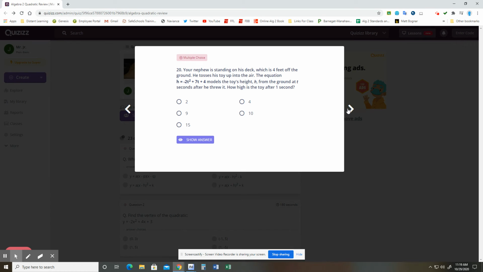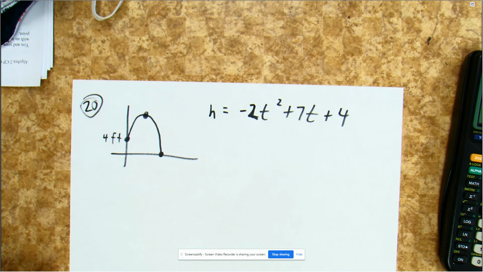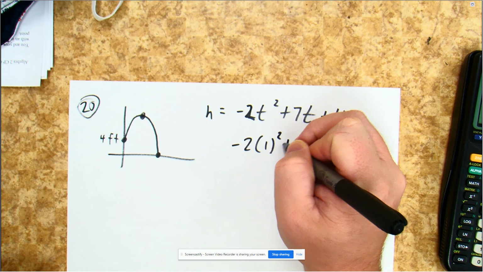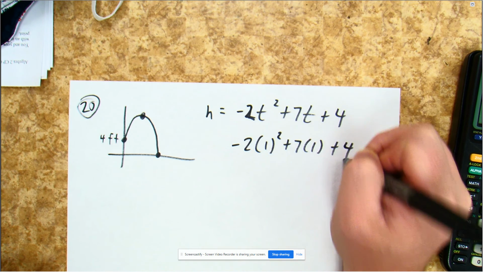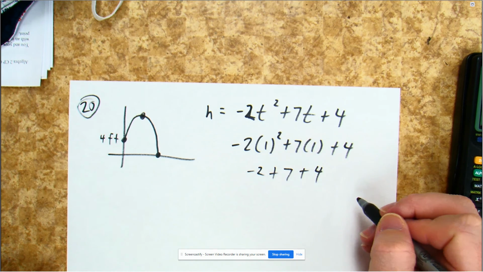Let me write down the equation. H equals negative 2t squared plus 7t plus 4. And they want to know, how high is it off the ground after 1 second? All right, just plug in a 1. This is what we've been doing with these problems over and over again. And try and do it without a calculator here. 9.